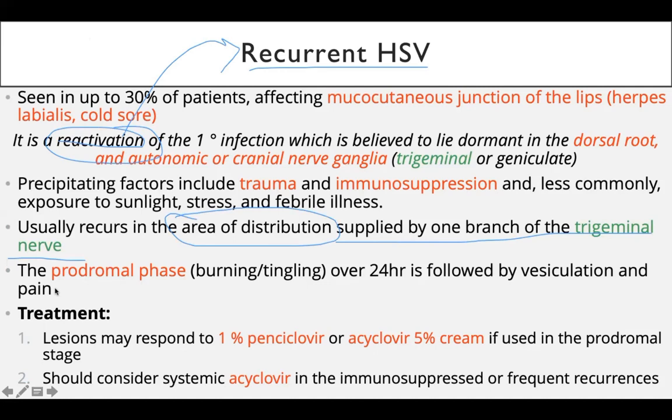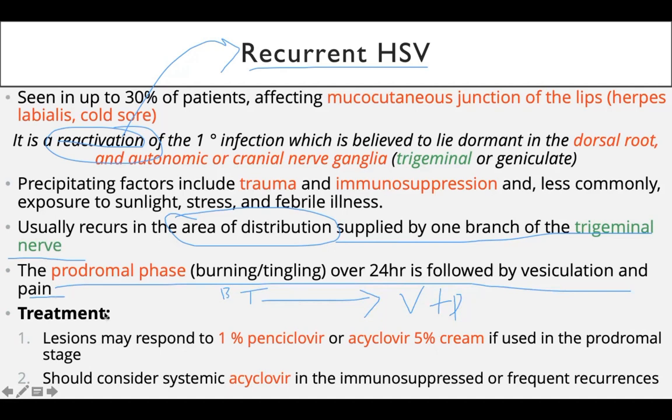And there will be a prodromal phase. Yesterday we learned burning or tingling sensation before 24 hours, followed by vesiculation and pain. First there will be the prodromal phase, burning and tingling. Then they will be followed by vesiculation and pain.